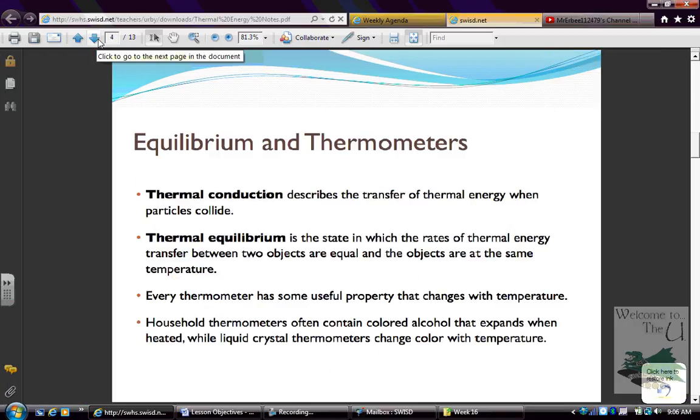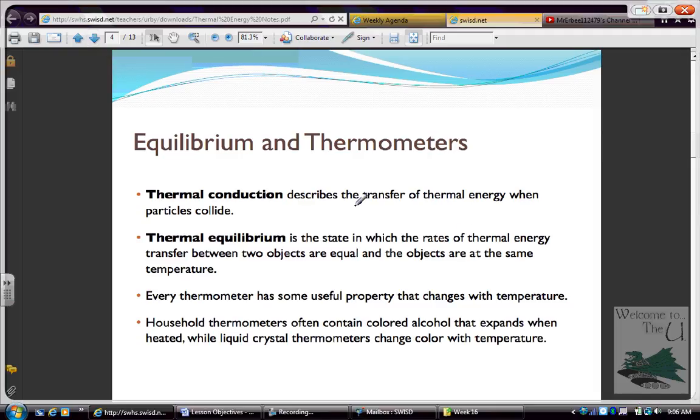Okay, so equilibrium and thermometers. Let's talk about a couple of definitions here to start. The first definition here is thermal conduction, and that describes the transfer of thermal energy when particles collide. So just how the energy is being transferred from one particle to another. The thermal equilibrium is a state in which the rates of thermal energy transfer between two objects are equal and the objects are at the same temperature.